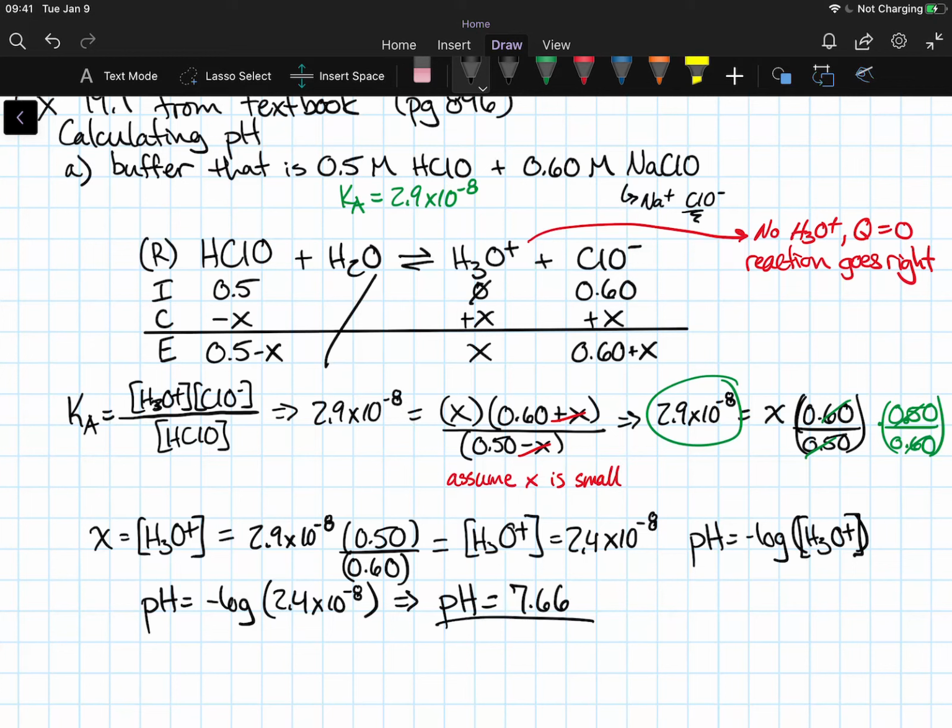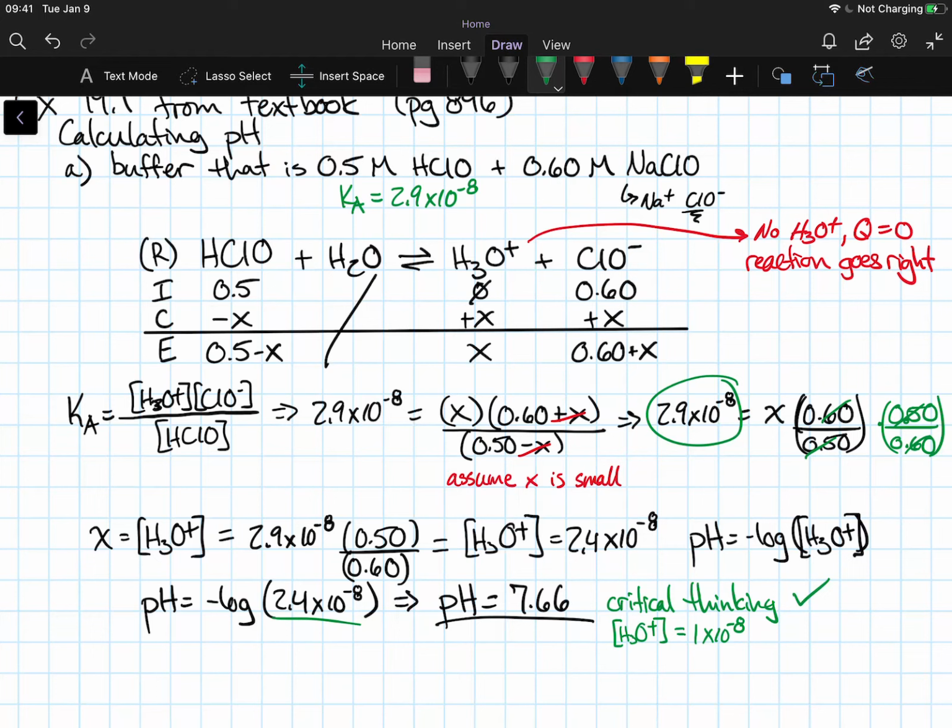A little bit of a critical thinking check. This solution is basic. Its pH is above 7. It's only slightly above 7, but it's above 7. And remember that at neutral pH, the concentration of H3O plus is equal to 1 times 10 to the negative 8th. In this case, our concentration of the H3O plus was 2.4 times 10 to the negative 8th, meaning we have less H3O plus around at equilibrium.